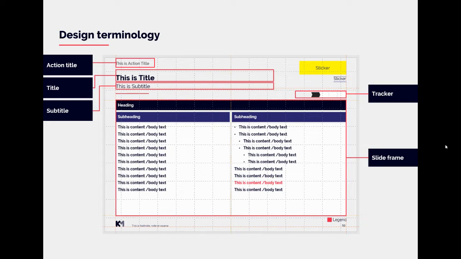Then we have the tracker. The tracker might look many different ways, but the general point of the tracker is to help the audience orient where we are in the file, in the presentation.